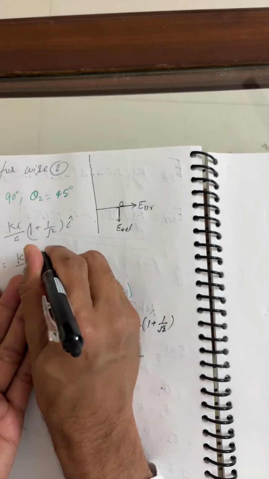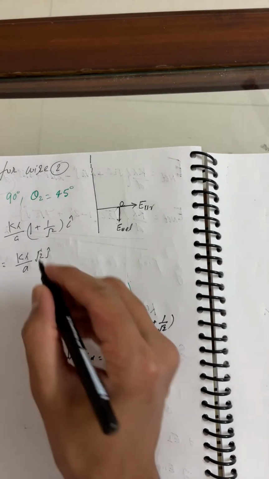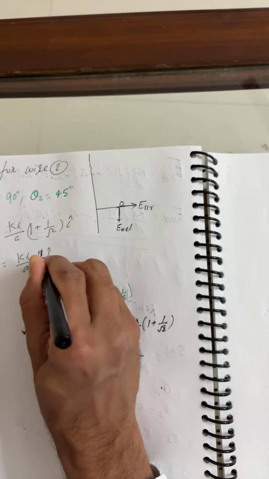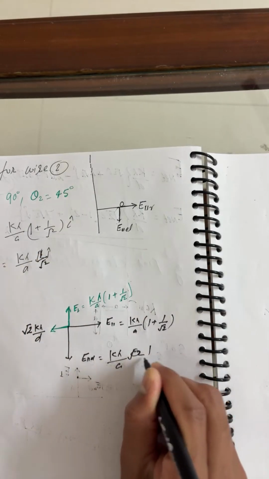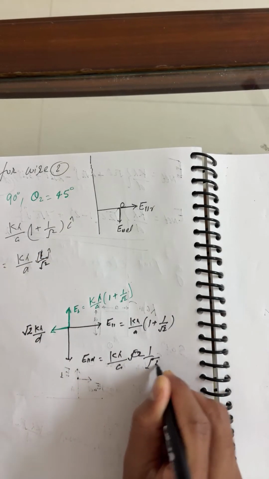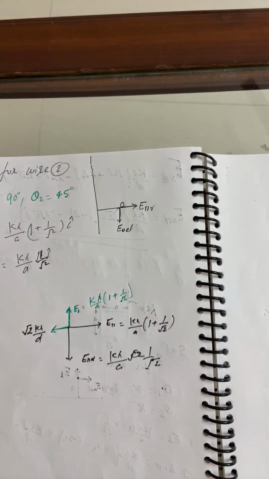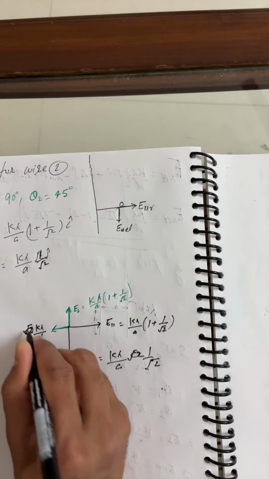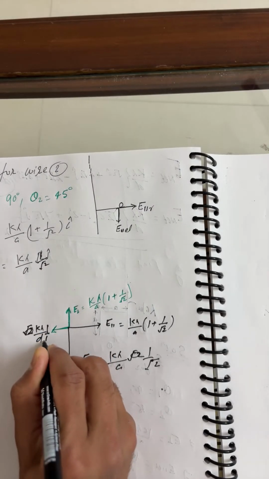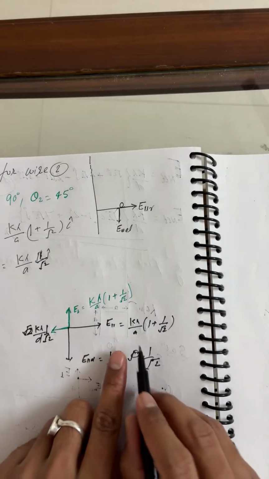E parallel is 1 by root 2 only, beta. 1 by root 2 beta. Yes beta. No. Now beta I can say everywhere beta, everywhere what's a party, you can say 1 by root 2. You can see beta carefully.